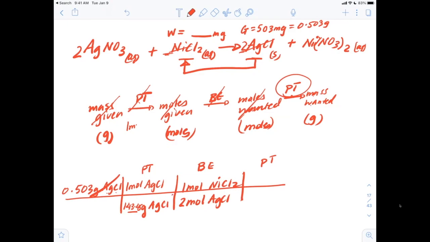Grams of AgCl, grams of AgCl, mole of AgCl, mole of AgCl. Now, whatever our next move is, the mole of NiCl2, nickel 2 chloride goes down here. And then, of course, the grams of nickel 2 chloride goes up here. Okay? So remember, periodic table, the masses there are called molar mass, implying the mass of 1 mole. So this is always 1 mole.